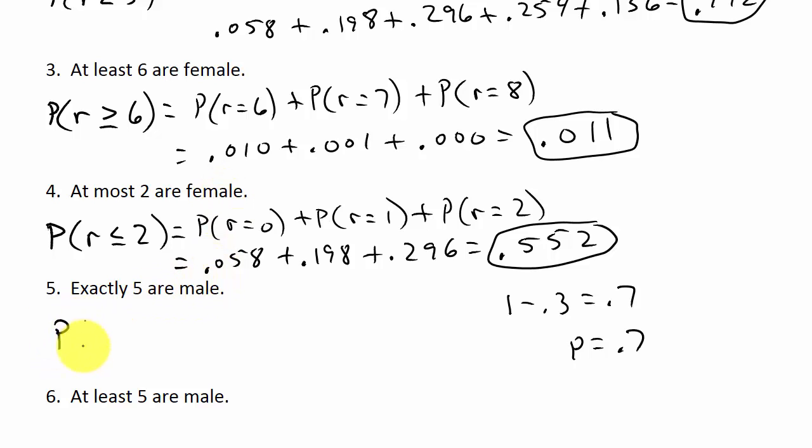So the probability that r equals 5, so we'll go back to the table and look this up. Okay, so remember, n is equal to 8, p is 0.7, and in this case, r is 5. So let's go look that up.